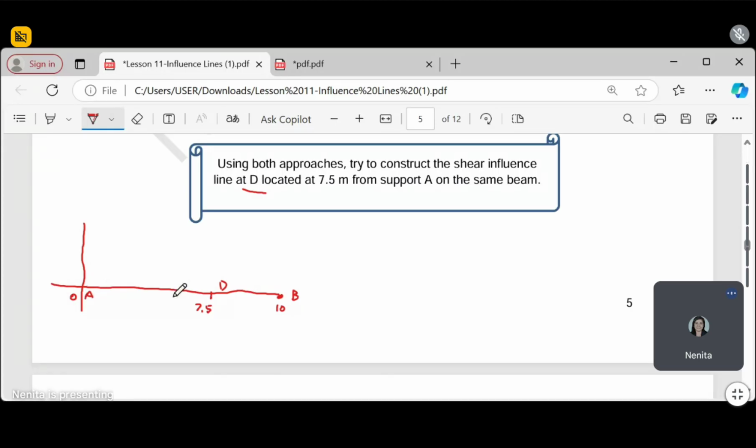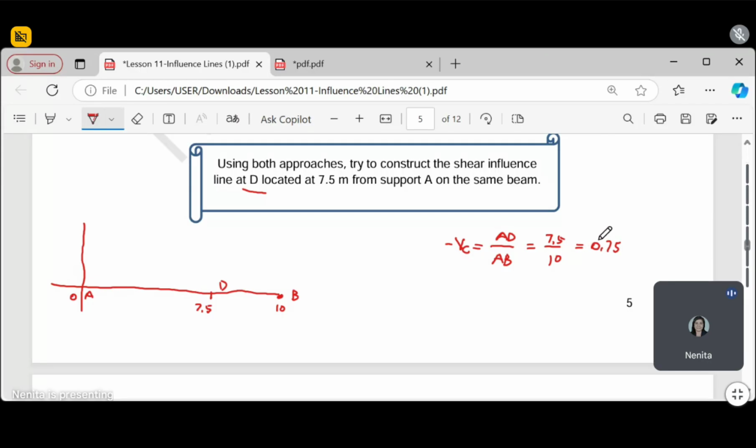Okay, class. So, ang negative ordinate natin is equal to AD over AB. Nakakapalo kayo, class? Is equal to 7.5 over 10, is equal to 0.75.